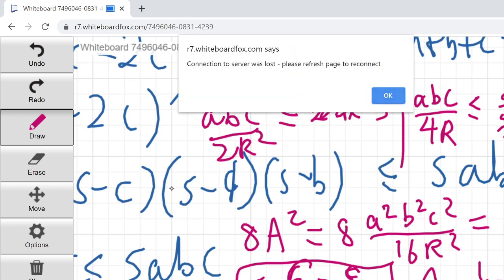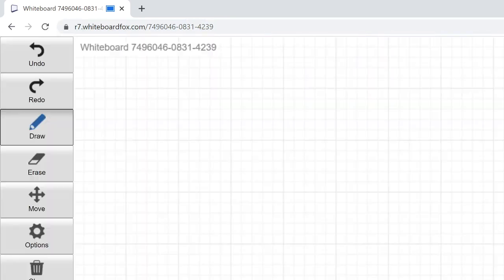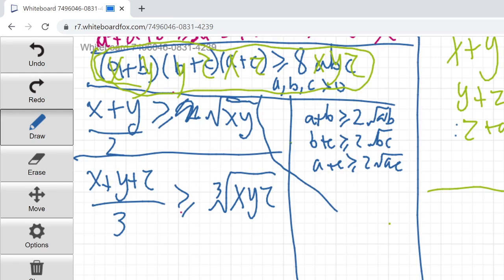So we're trying to show the area is less than or equal to S capital R over 2, yeah?